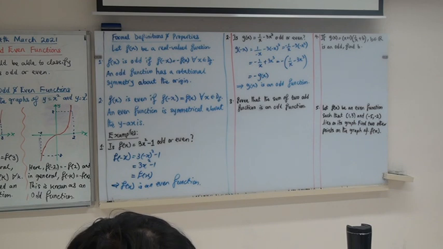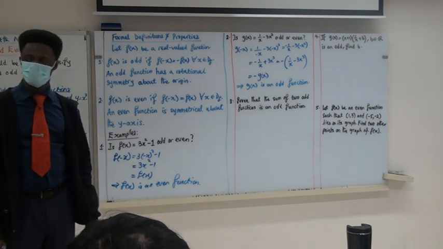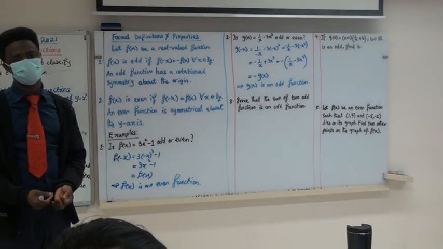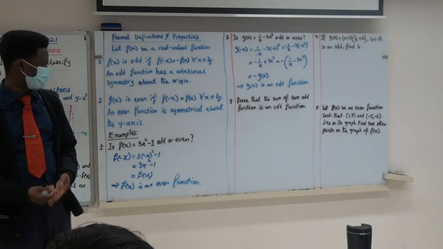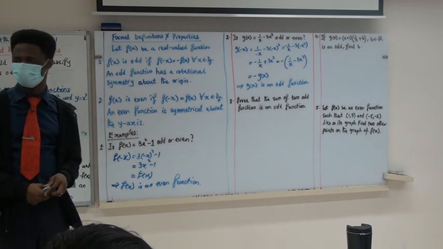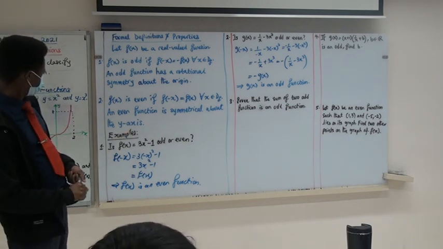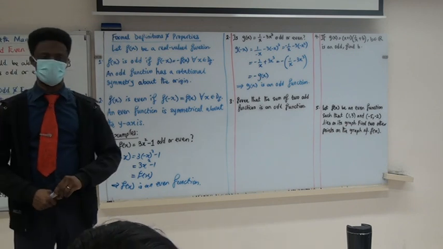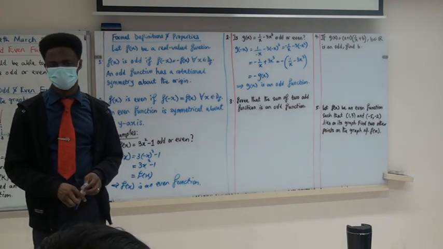Please pay attention. It says, prove that the sum of 2 odd functions is always an odd function. So after this, I'm going to ask you to prove or determine. Because when I say prove that, I'm already telling you the answer should be an odd function. So I may ask you to prove the product. Is it odd or even?